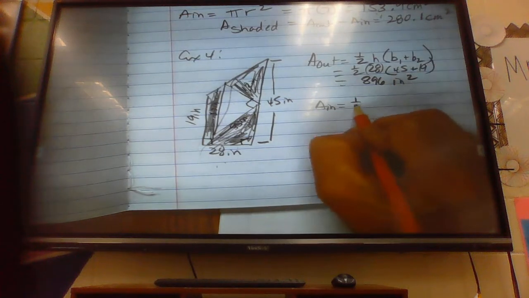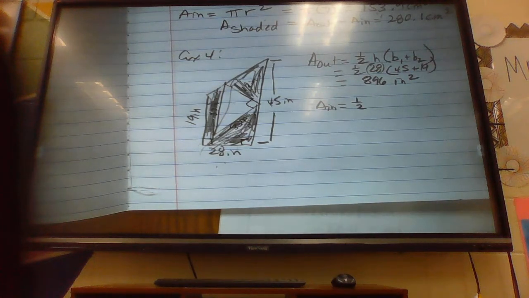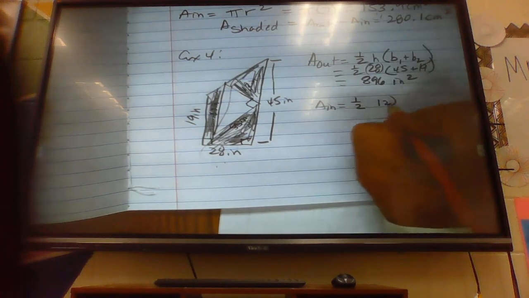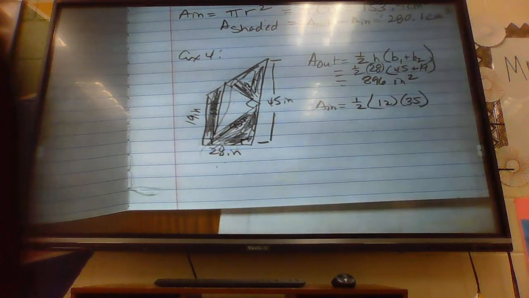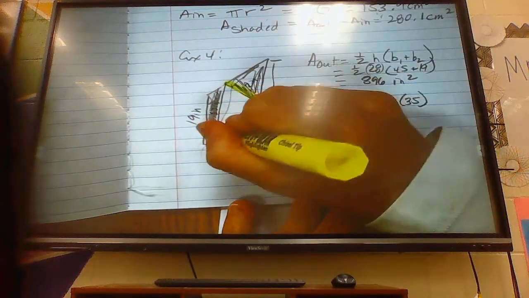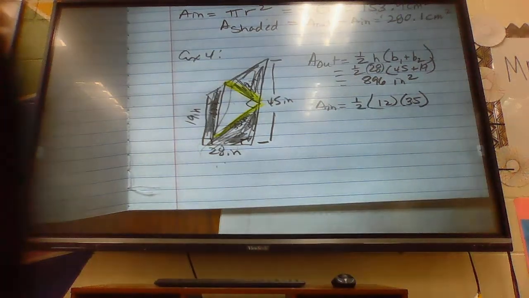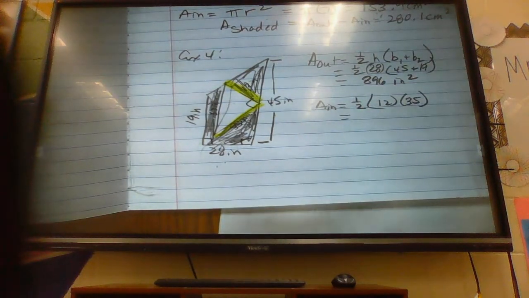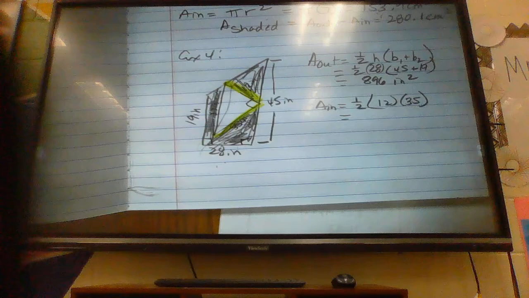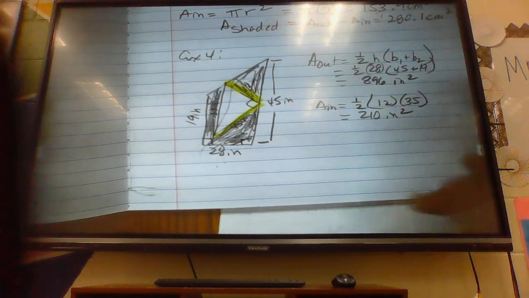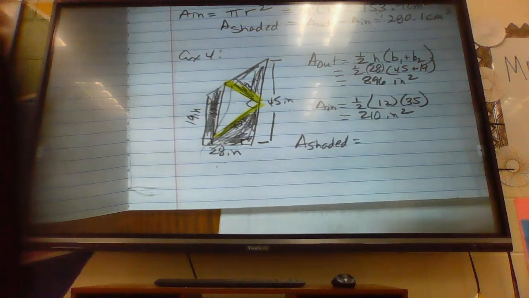Alex, can you tell me what numbers I'm going to use for my inside triangle for base and height? 12 and 35. You are correct. Look, he said height and base, because there's a right angle. Correct. Okay, so what is this answer? Lana? Yes, 210. Am I done? No, I need the shaded area.